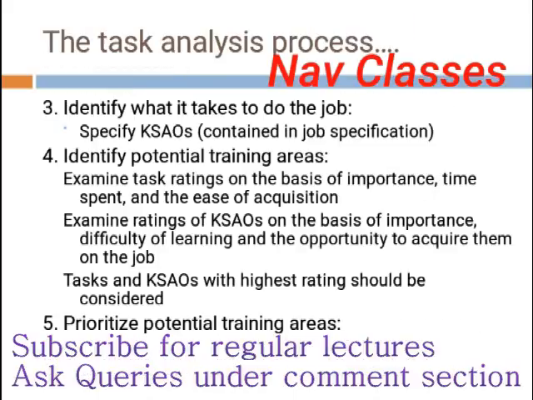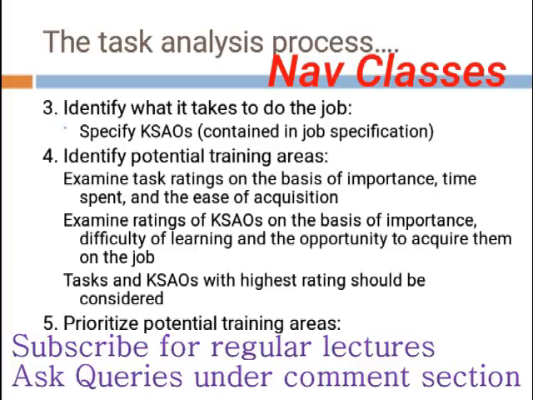Step 3 is identify what it takes to do the job. Successful task performance requires that the employee possess the KSAOs to perform the task. It contains the task job specification. The HRD professional must specify the KSAOs because it is these competencies that employees must develop and acquire during the training program.